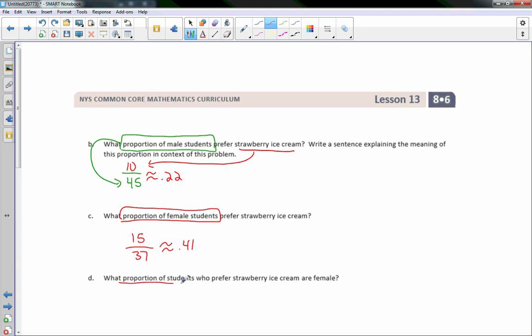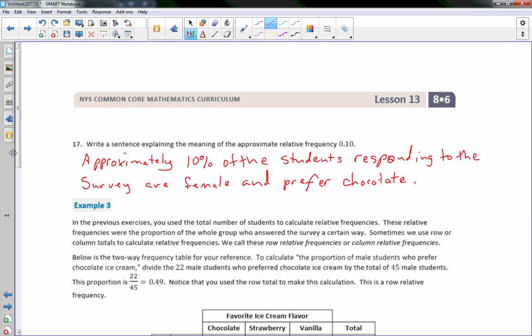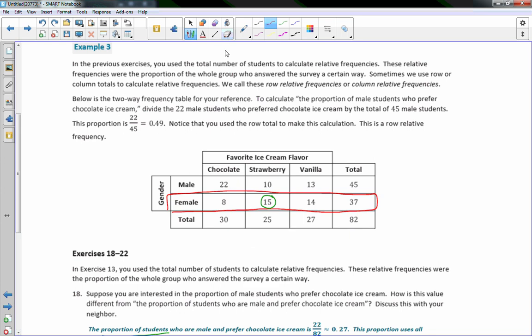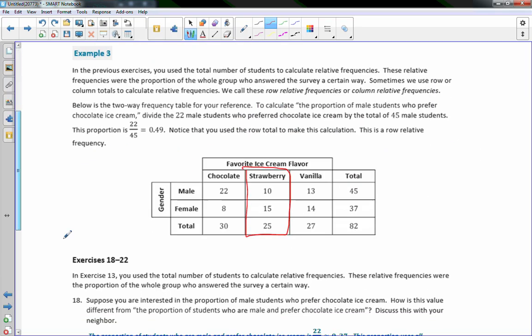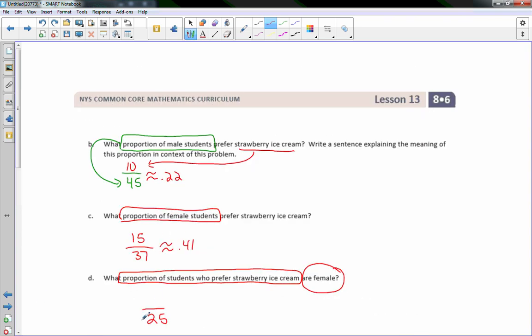What proportion of students who prefer strawberry ice cream? That is my denominator. Proportion of students who prefer strawberry. So I go back and I look for the strawberry total. Now it is a column relative frequency, not a row relative frequency. So now we're talking about the strawberry column, and the total's 25. So I come back over and I put 25 in my denominator, and my numerator is the R statement. Of that total, how many are female? So I go back and I look, and the female is 15 out of 25.